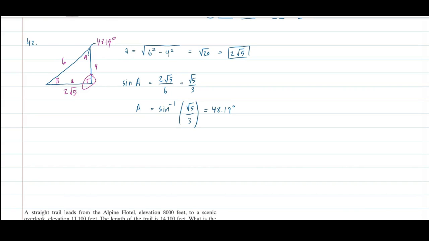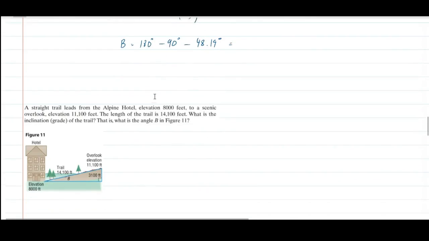So to find B, it's a lot simpler than it looks. Simply take 180 degrees, subtract 90 degrees, subtract 48.19 degrees, and that will tell you what angle B is going to be. All right, so you're welcome to do that by yourself. Just to keep this lesson relatively short, we're going to continue to move on here.